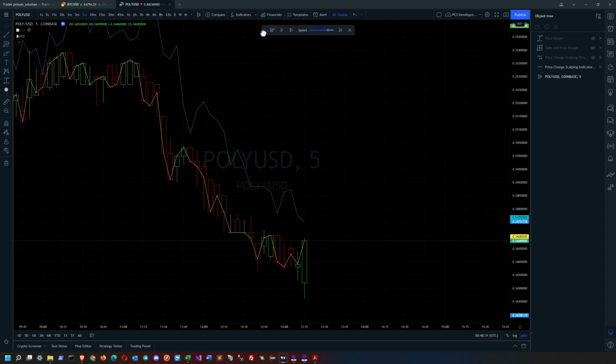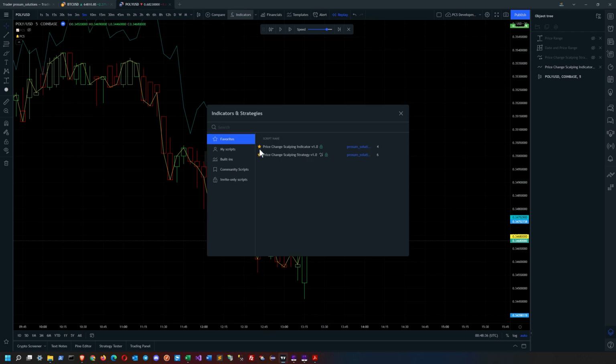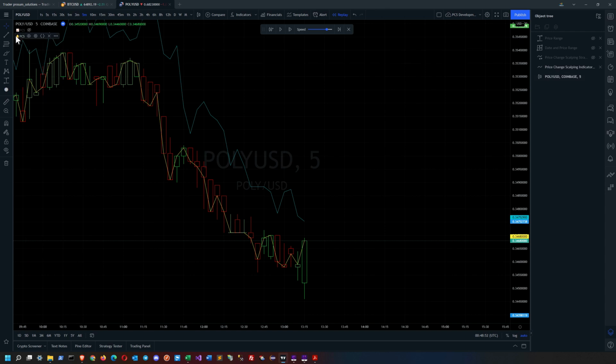Once you subscribe to it, you will find it in the invite-only scripts section of the indicators and strategies, and this is what it should be called, the price change scalping indicator. One is the study or indicator version, and the other one is the strategy. Once you add it on there, you will see two little emojis that distinguish the two. The one with the graph is the strategy, and the one with the little bell is the indicator.